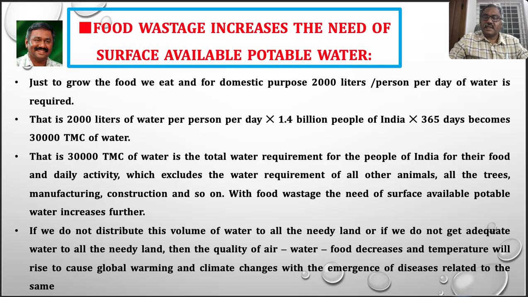With food wastage, the need for surface available potable water increases further. If you do not distribute this volume of water to all the needy lands, or if you do not get adequate water to all the needy lands, then the quality of air, water, and food decreases and temperature will rise, causing global warming and climate changes with the emergence of diseases related to the same.